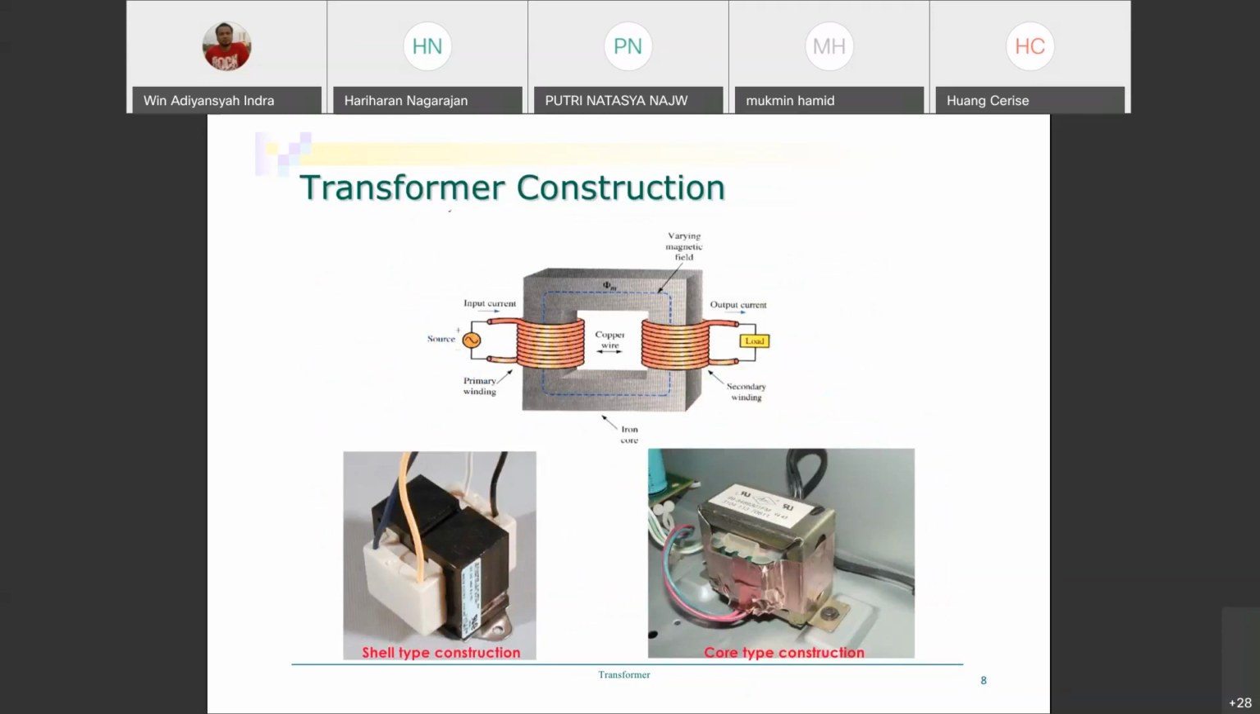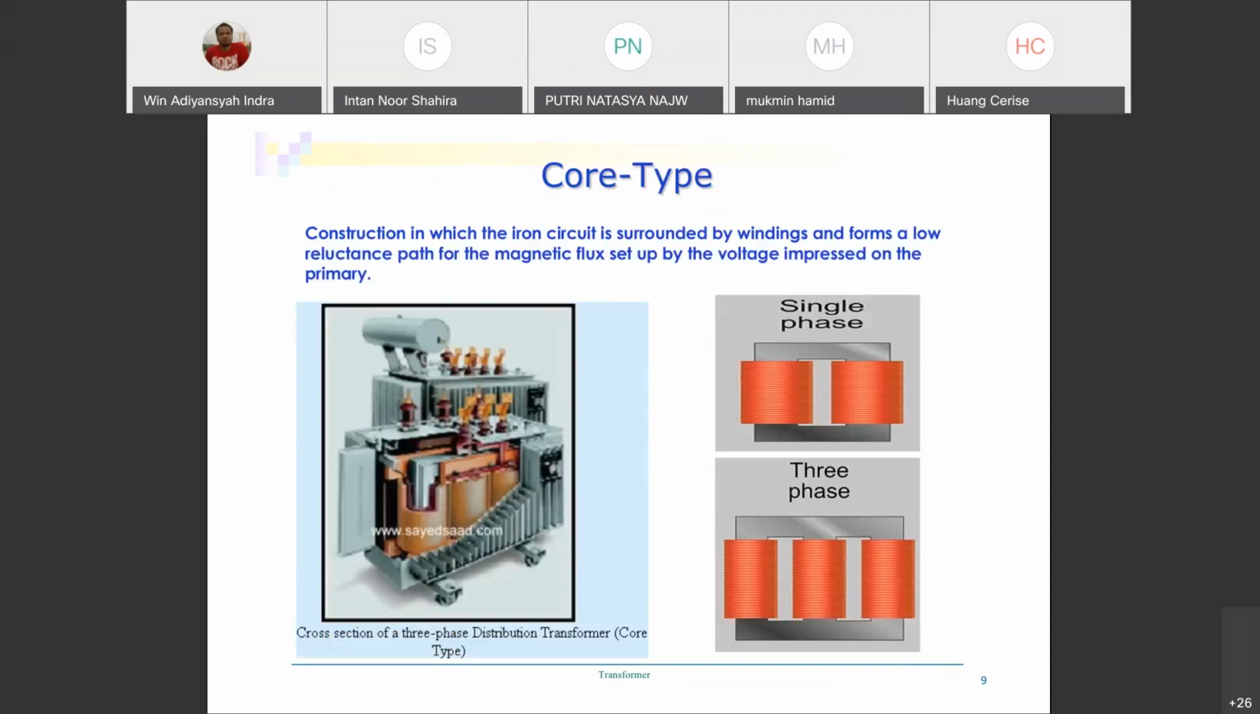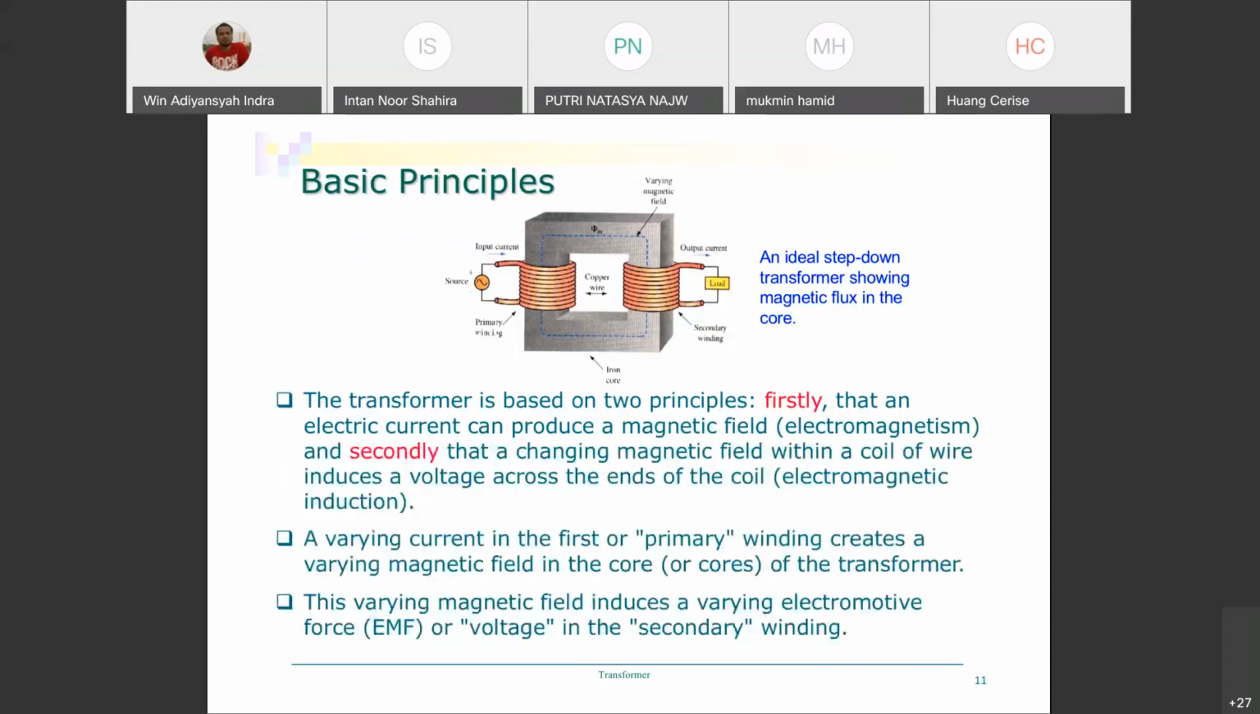It consists of primary winding, secondary winding, and then there's going to be a magnetic field. Depending on the number of windings, it will affect the voltage. It can be used in single phase or three phase. I can just read this.